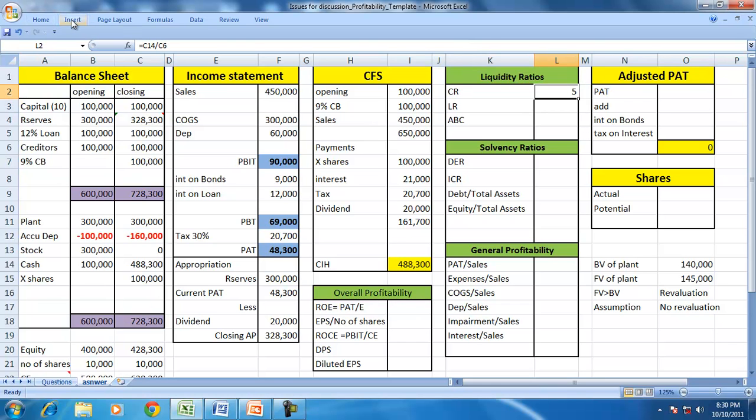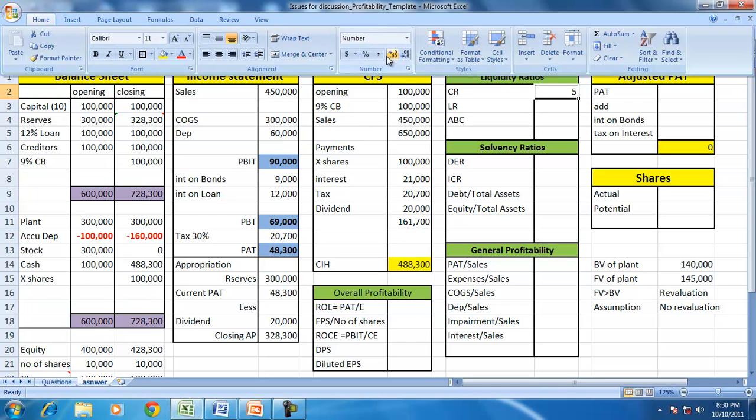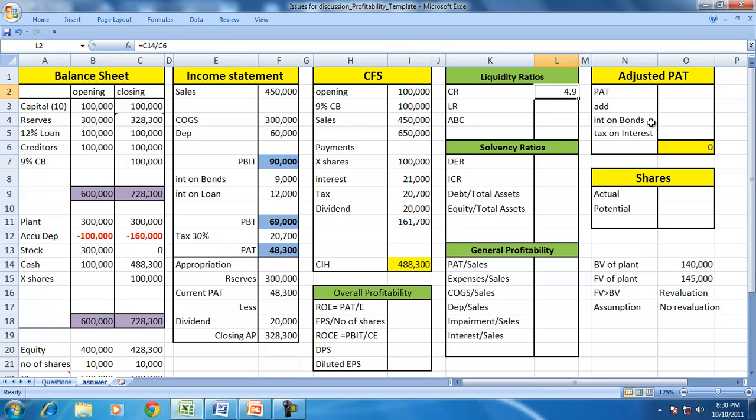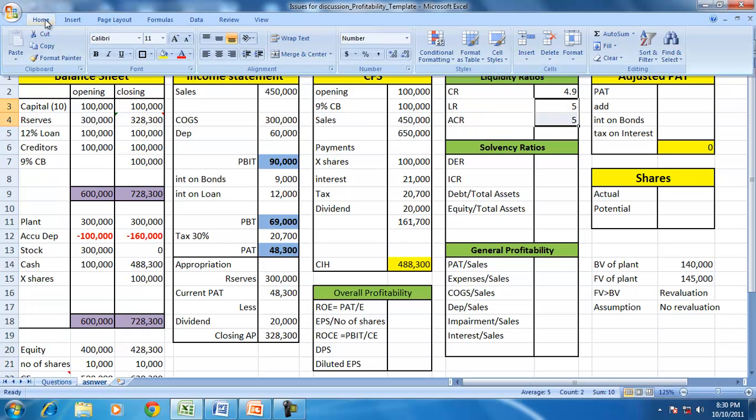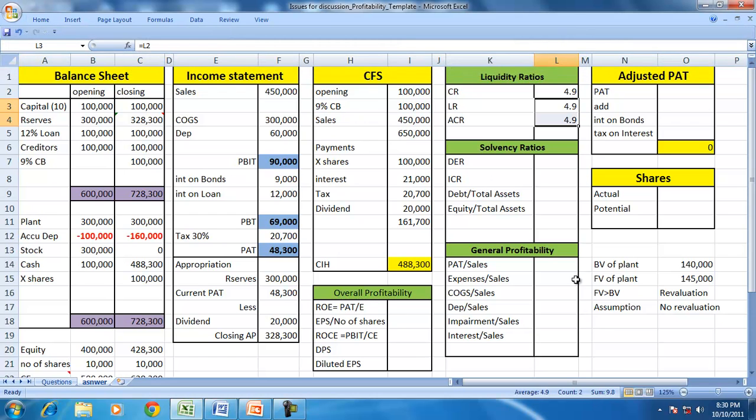So the current ratio is 4.9, and since no other asset is there in the current assets, the liquid ratio is also 4.9, and the absolute cash ratio is also 4.9, because the only current asset that you have here is the cash.